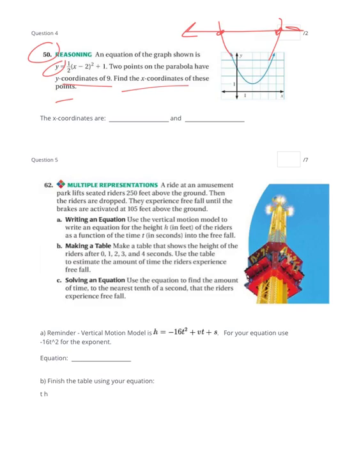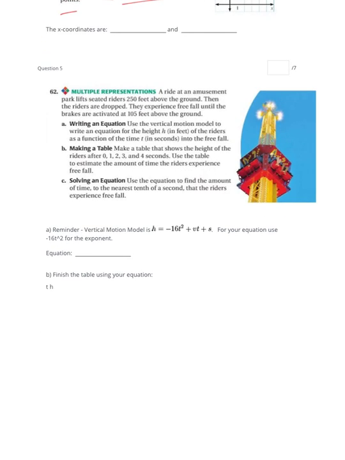And that last one, number 62, it starts you off with the vertical motion model. It's kind of like riding, what's it called? The giant drop at Valley Fair. Very much like that ride, okay? Same thing, Power Tower, right?